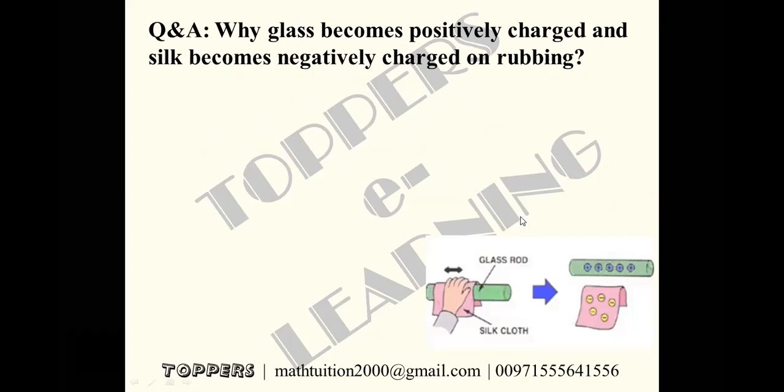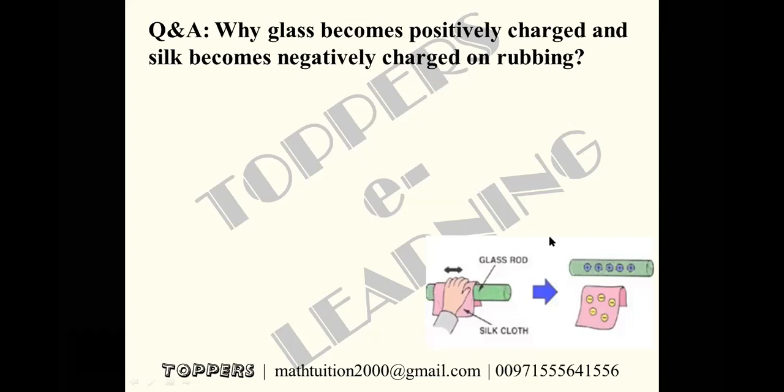Fine. Now I have a question for you. Why does glass become positively charged and silk negatively charged on rubbing? When we are rubbing a glass rod and silk cloth, I told you the glass rod becomes positive and silk becomes negative. What is the reason? That reason we are going to know.